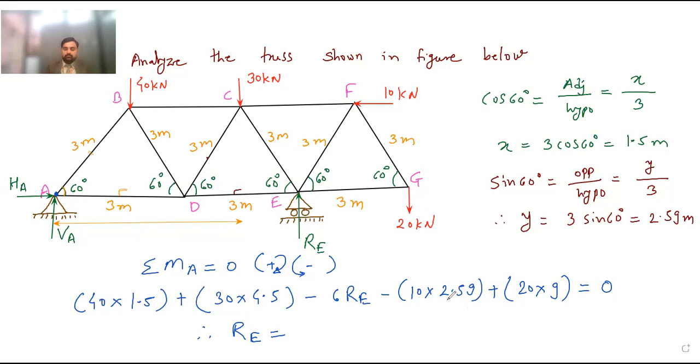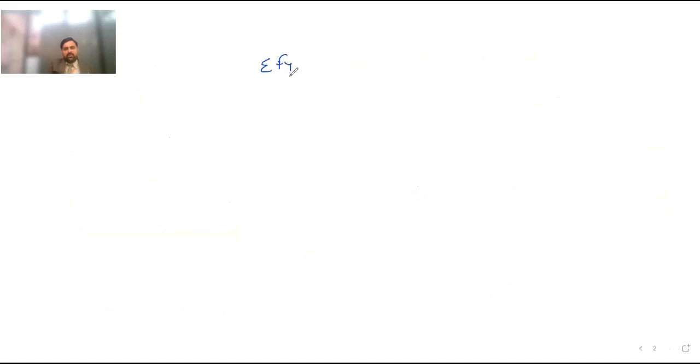58.18, so 58.18 kilonewton. Okay. Now apply summation Fx equal to 0. Now apply summation. Instead of Fx, go for Fy.